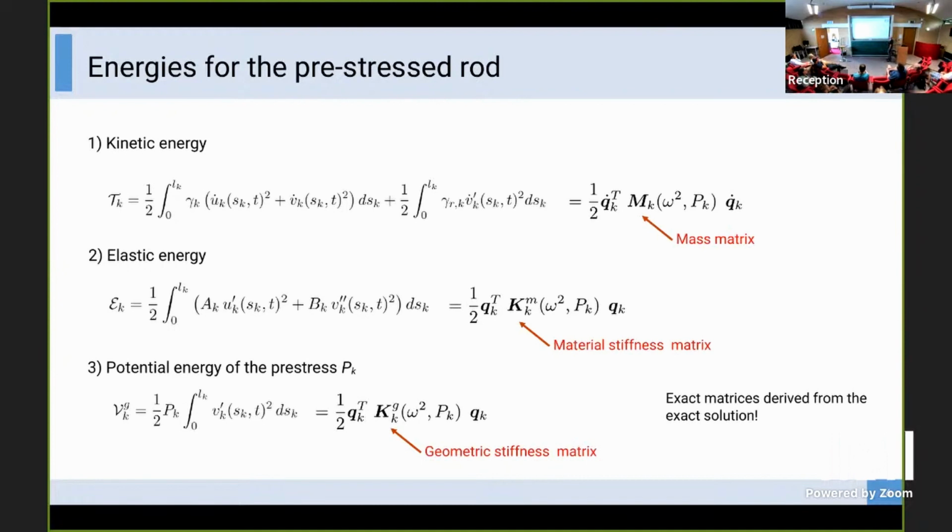Okay, to derive the governing equation for the entire lattice, we can use a variational approach. So you see here the energies for a prestressed rod: the kinetic energy, the elastic energy, and the potential energies of the prestressed beam. And all these energies can be written in a matrix form, as you see, where M is the mass matrix, Kn is the material stiffness matrix, and Kg is the geometric stiffness matrix. And again, this is not a finite element approximation. It looks similar, but these are exact matrices derived from the exact solution.